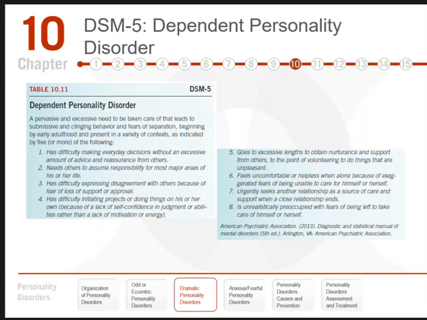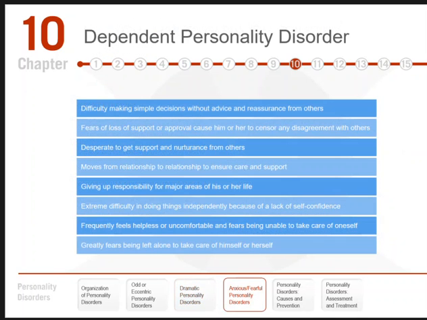Codependency is not a diagnostic category unless you would consider dependent personality disorder. And I think there's a difference. I think codependency tends to be a pattern of behaviors that you've learned, whereas dependent personality disorder is more how you're put together and more difficult to change. So there it is.